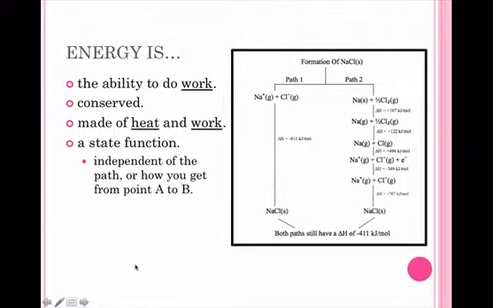We're going to start with just kind of general definitions and things that you need to know about some of these words. Energy is the ability to do work. That's its definition. Energy is always conserved, so you can't destroy or create energy. Energy is made of heat and work, and it is a state function. And a state function just means it doesn't matter the path you take to get from point A to B. Whatever path you take, you still end up with the same amount of energy being put in or being given off. So it's a state function. It doesn't matter on the pathway that you take.